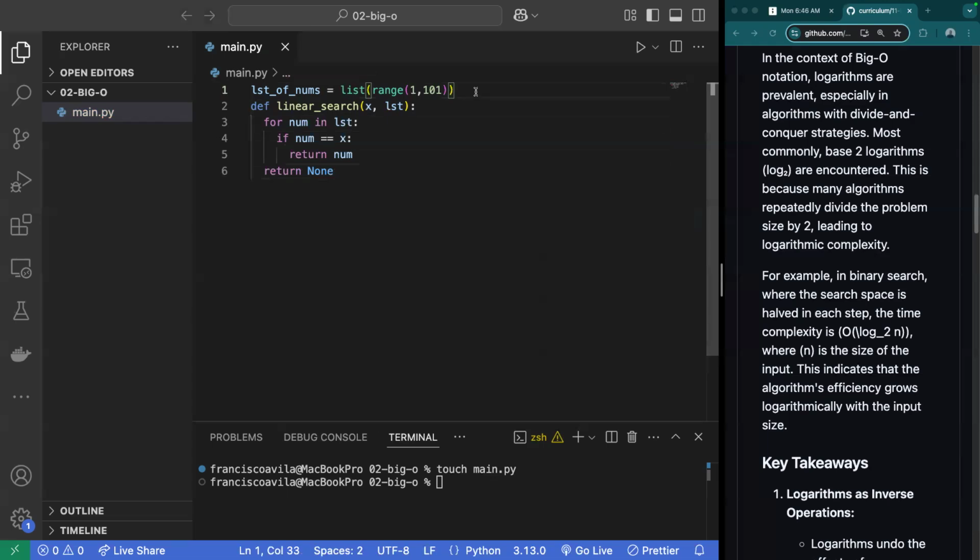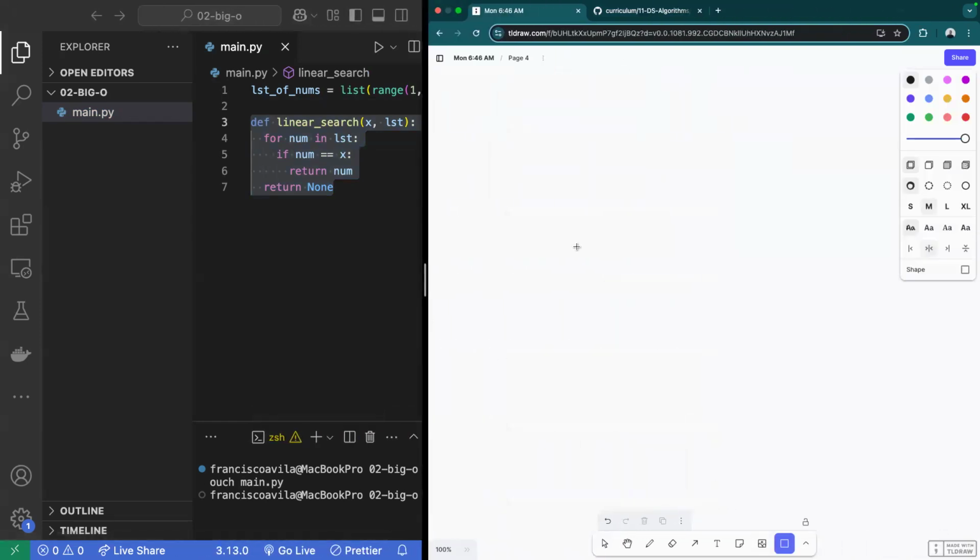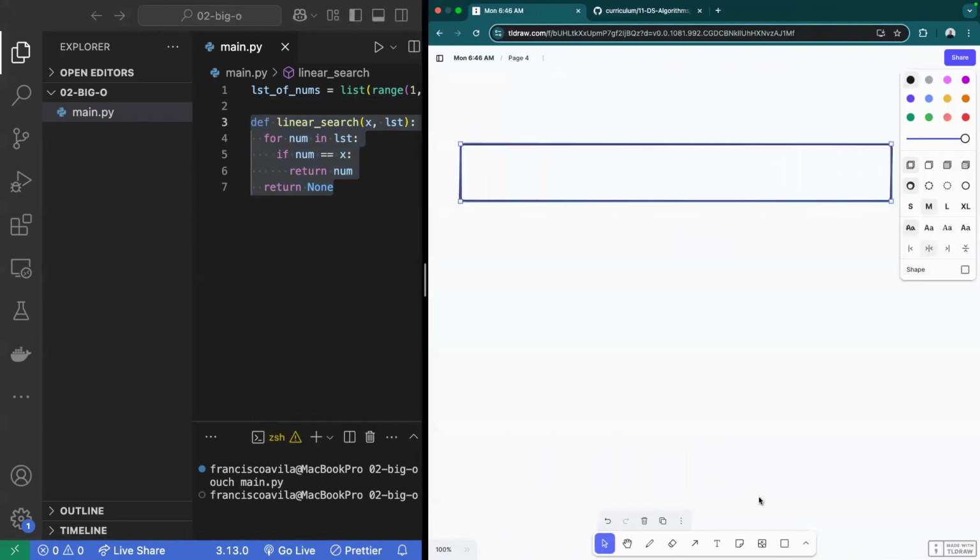Now, when I interpret how quickly this would work, I would interpret it by its very last index. So here's my list of numbers. I'm going to create a couple boxes here.